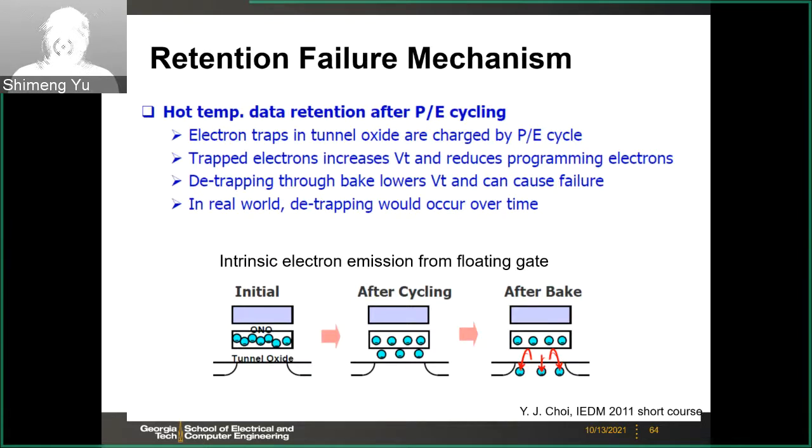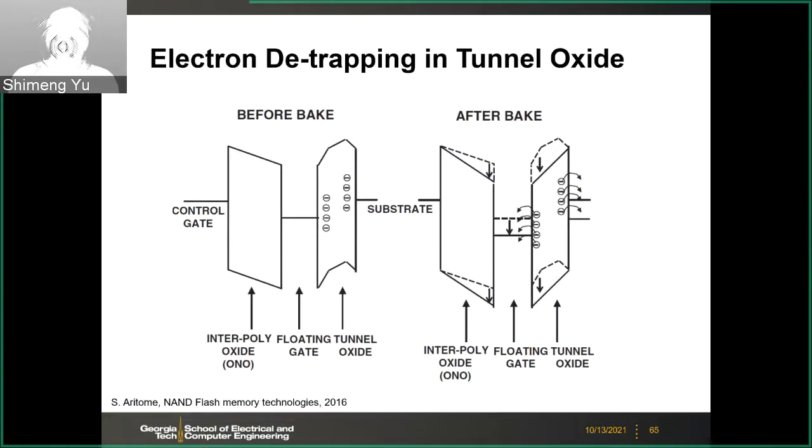Especially think about the multi-level cell. You have a very tight margin, right? If you release some electrons from the trap site, then the VTH decreases. As we discussed before, the mean value only has a 1 volt difference between the levels. And think about the tail bits, then this is really a dangerous situation. So here we just show the band diagram. Before the bake, you have some trapped electrons in the tunnel oxide. After bake, the electrons are released from those trap sites.